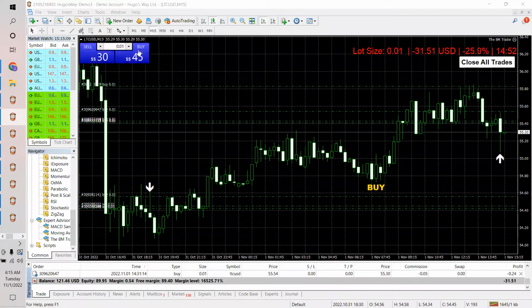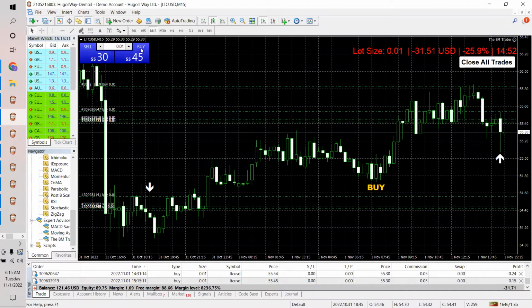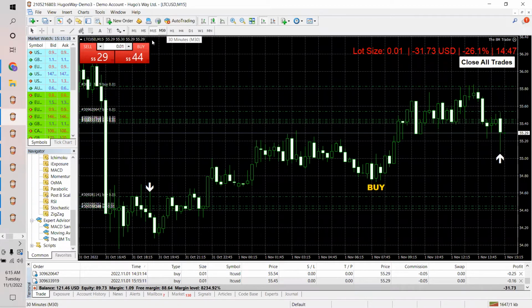All right, everybody, we are back. We're going to go and take another buy trade on the LTC USD. The buy candle did move over to the next candle. That candle closed. This new candle did open. So we have a closed candle with a new buy arrow. So I'm going to take a new buy trade in LTC.